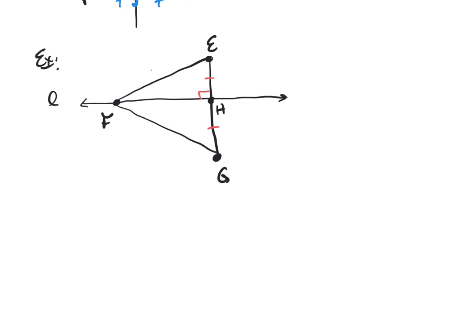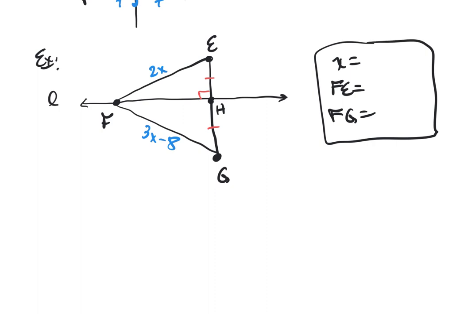But this time I tell you this side is 2x and this side is 3x minus 8. Question, could you then tell me the value of x? Could you tell me the length of FE? And could you tell me the length of FG? So could you answer 3 questions in that situation? Sure. It's not much more difficult, it's just a little bit more work.